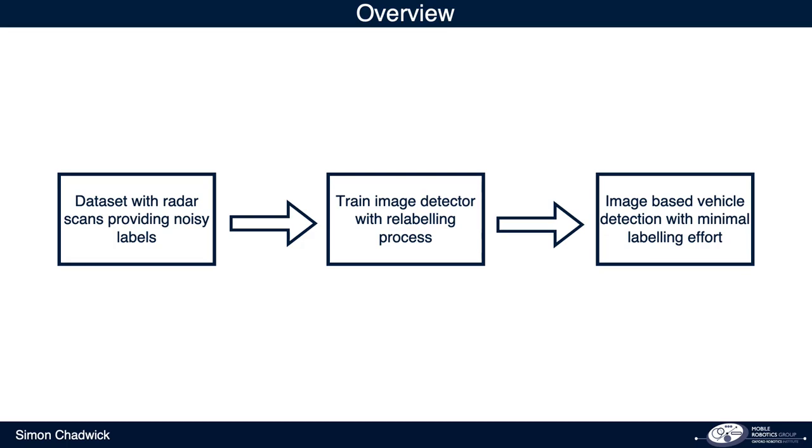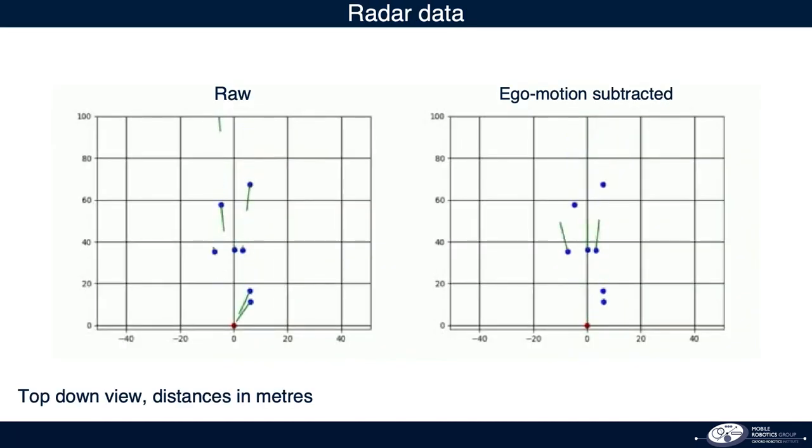You may be wondering why radar. Well, this is some example data collected from our forward-facing cruise control radar. On the left, we can see the raw data collected from a vehicle moving along a road. The ego vehicle is the red dot at the bottom, with each radar target represented by a blue dot, with a green line representing its radial velocity either towards or away from the radar.